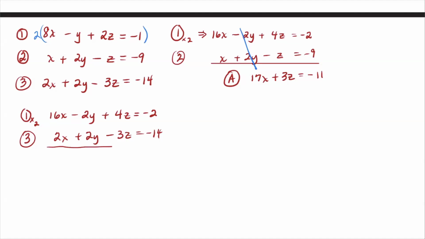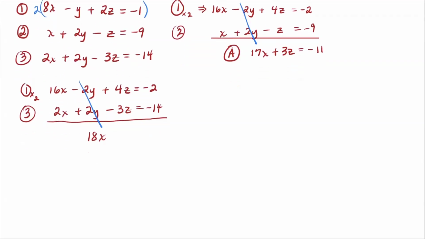I'm going to add straight up and down. The y terms go away. And what remains is 16x plus 2x. That's an 18x. Then a plus 1, yeah, plain old z. 1z or just z equals negative 16. All right, so that's equation what I call B.